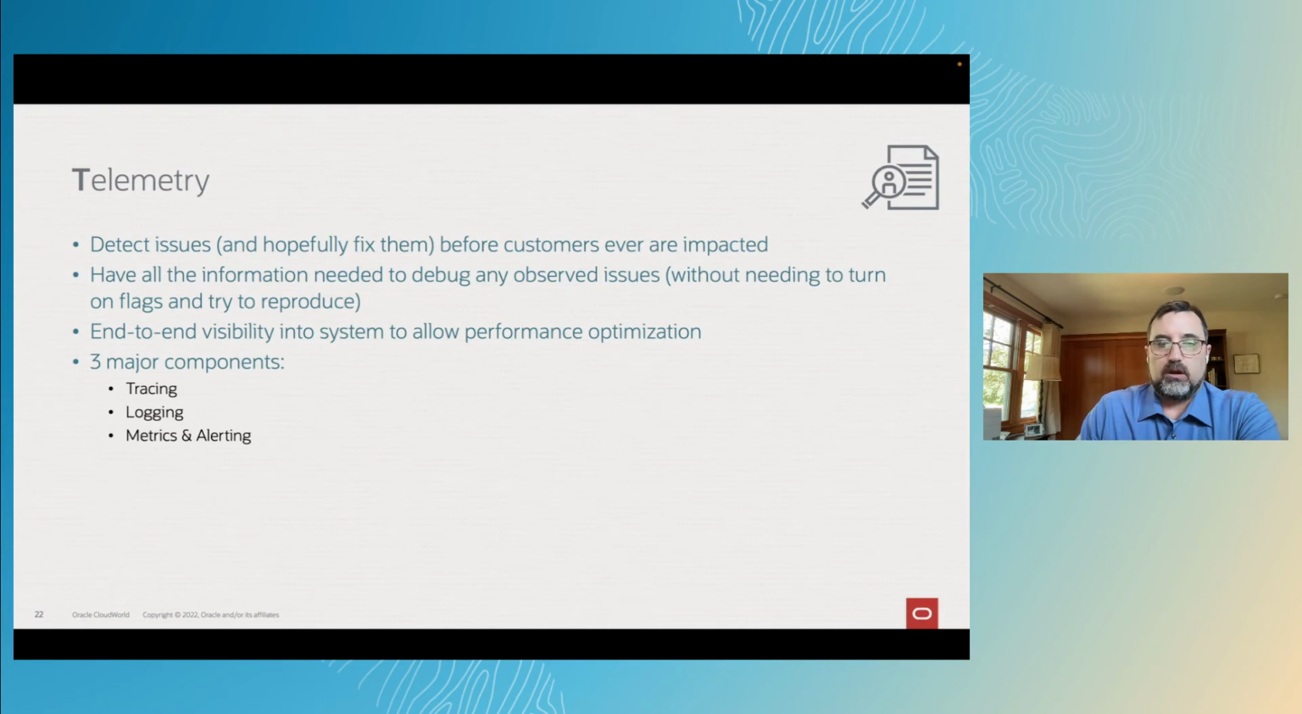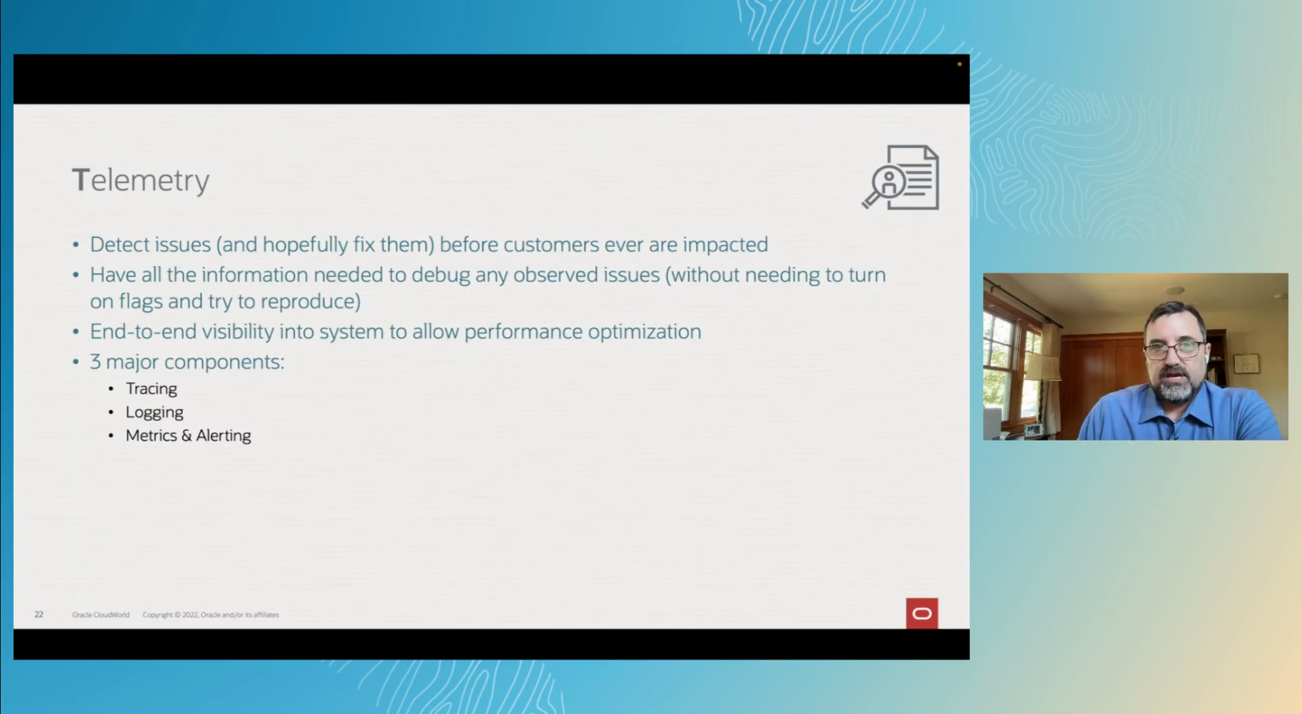not have the world where an issue gets reported and then we go back and we try and say, oh, can you turn on the flag? Can you reproduce it? Then we go look at the logs. We want all of that to always be present so we can debug in real time. And again, hopefully before a customer ever sees an issue, and have that end-to-end visibility to allow optimization.